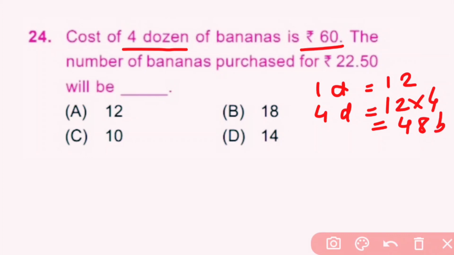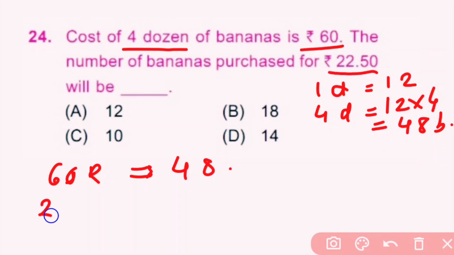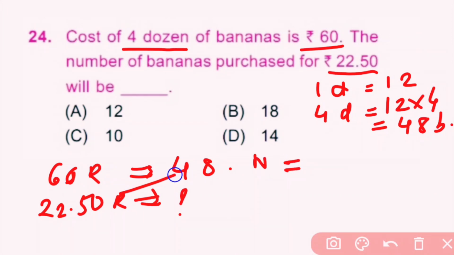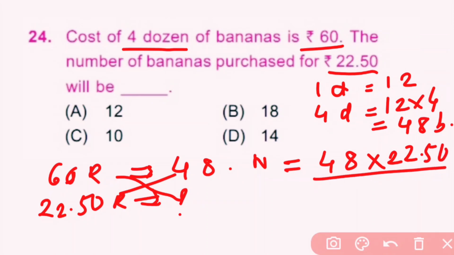Means 48 bananas is for 60 rupees. So for 60 rupees, we get 48 bananas, and we have to find out how many bananas for 22.50 rupees. Number of bananas, in this cross multiplication, means 48 into 22.50 divided by 60.